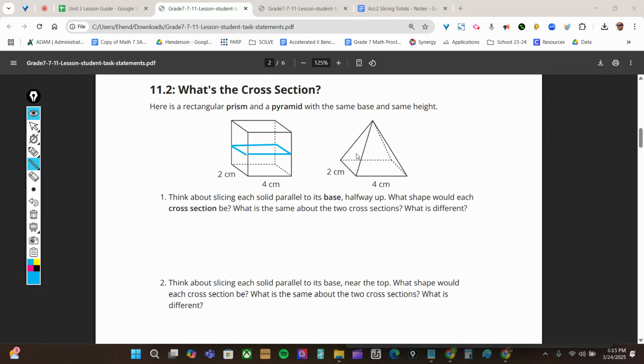Something like that. That's a little bit better. And then say you cut this one in the middle, something like this. So you would get a rectangle. What shape would each be? They would be a rectangle. So go ahead and write that in your notes. Rectangle.